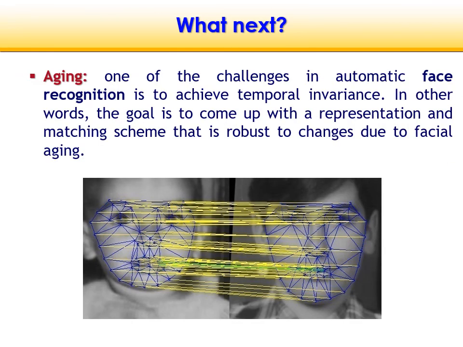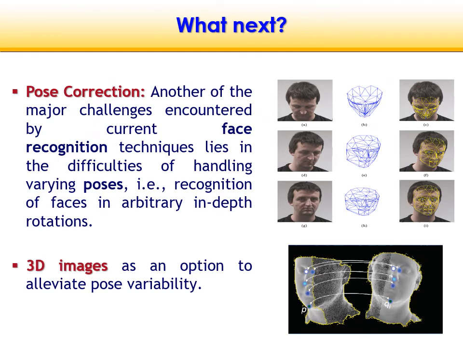Aging is a problem. Are we able to really match a growing face across many different years? This is something that is being studied, especially in forensic applications, to identify people when there is a big lapse of many years between reference and test.